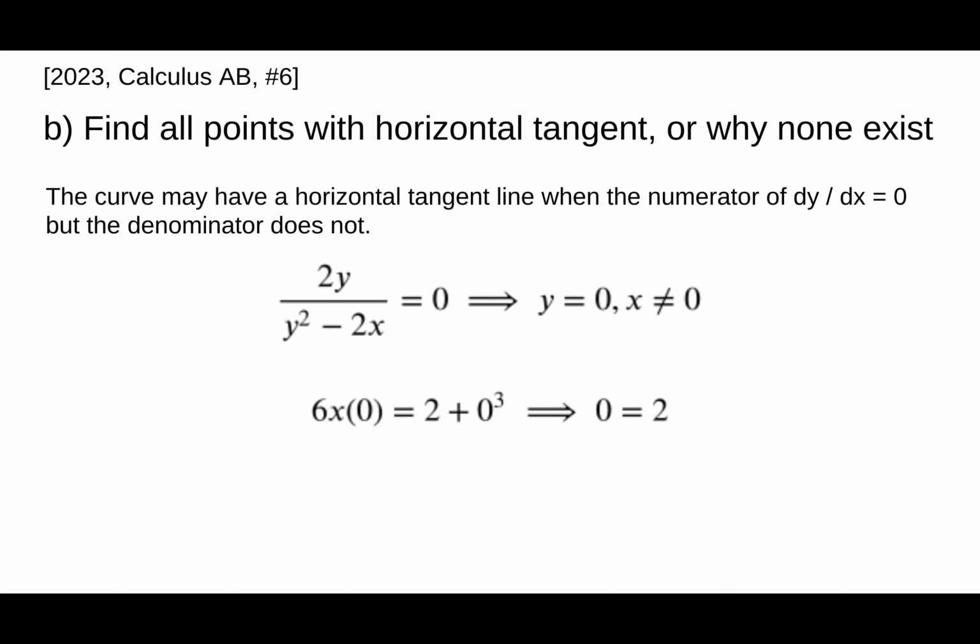All right? So now that we know y equals 0, but x is something else, we can take what we know and plug it back into our original implicitly defined function. So just replace all the y's with 0, and we get 6x times 0 equals 2 plus 0 cubed. On the left we get 0, on the right we get 2. That means we have 0 equals 2. Something you might notice about an equation like this is that it has no solutions. All right, since we got an equation with no solutions, there are no points on this curve where the tangent line is horizontal.